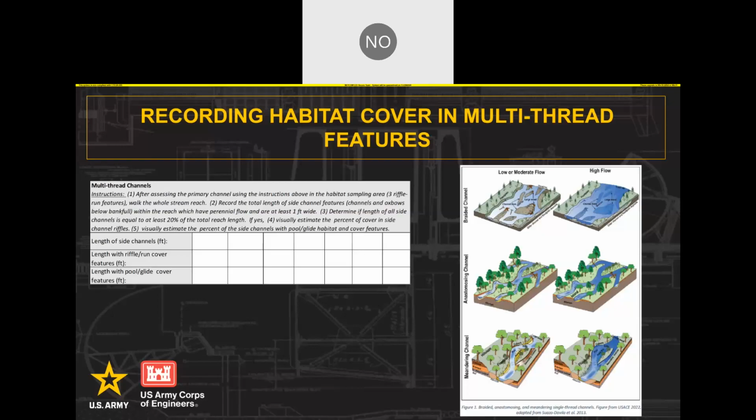And if you have at least, I think the number, I didn't write it in here, I think it's at least 30% of those, either one, have those features, then you can add 2 points. And I should have put some more text in here. 2 points to your score for riffle run cover if you have 30% cover there. 2 points to pool glide if you have at least 30% cover there. If you have those features, but they don't have those cover types, you can still add 1 point for their existence.